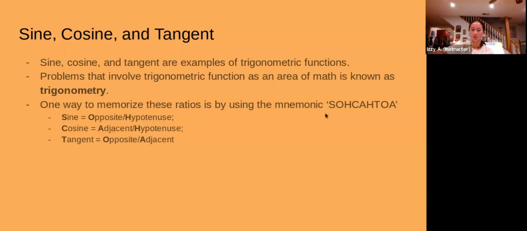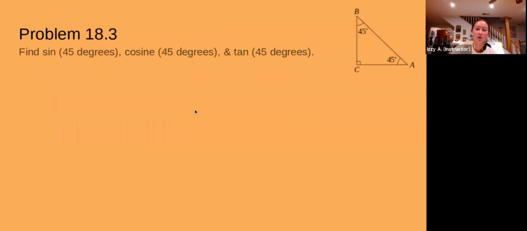Okay, I will go ahead and go on to the next slide. Of course, we can go back to these slides if you need a review over any of the stuff that we just covered, because we have a problem to go over next. This problem is going to be dealing with what we just learned. We want to find the sine of 45 degrees, cosine of 45 degrees, and tan of 45 degrees, or tangent.